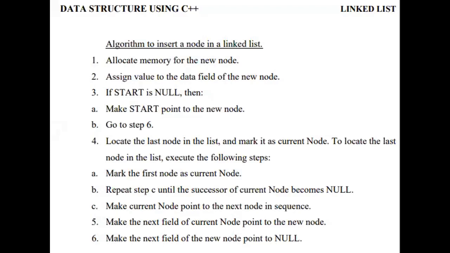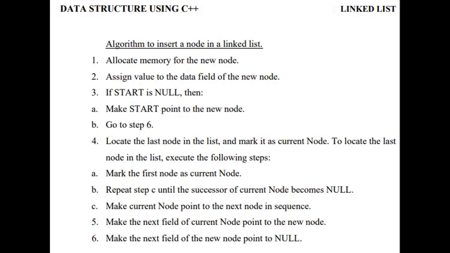We have also discussed the algorithm to insert into a linked list. Remember, what do we need to do first? We have to allocate memory for the new node. The first step is to allocate memory using the malloc function, which is used to allocate memory. After that, we assign a value to the data field of the new node. And if the start is null, then make start point to the new node.